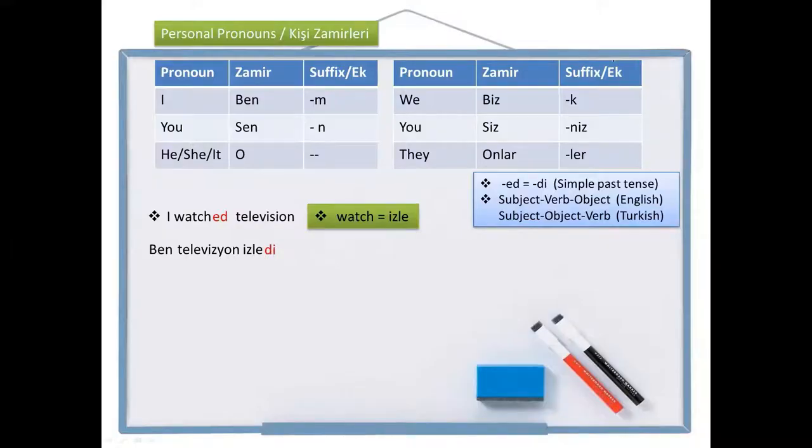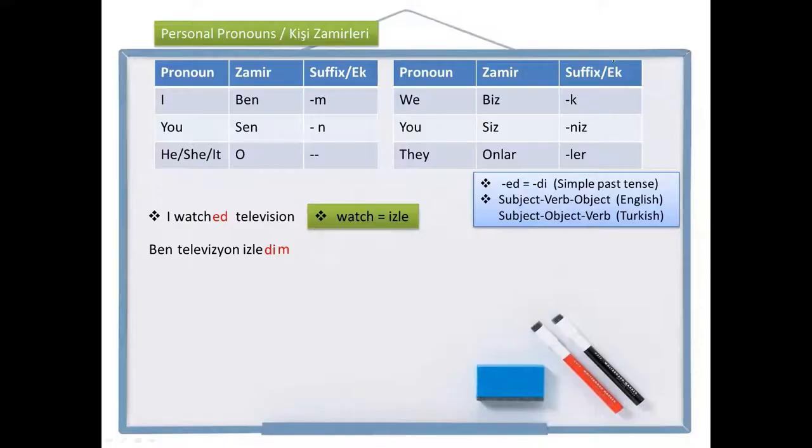But this is not enough. This is not a grammatically correct sentence in Turkish because I need to write the suffix related to the personal pronoun, which is ben, there. Let's take a look at the chart. Okay, ben. I need to add that m in the end, so it is ben televizyon izledim. I watched television.